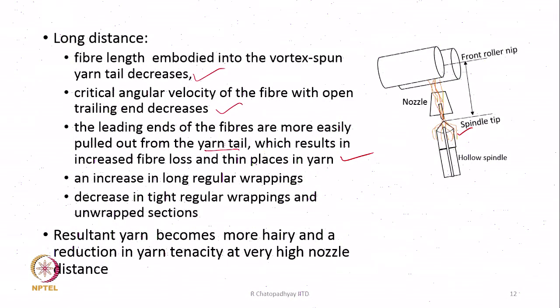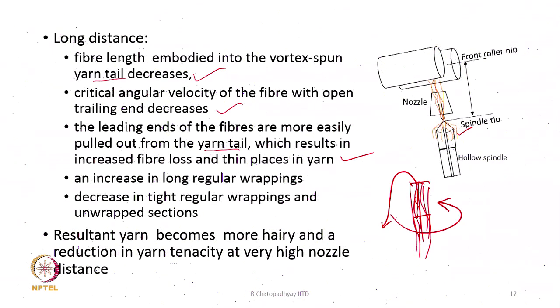So, if the distance is more, then the fiber length that is embodied in the vortex spun yarn tail is going to decrease. Every fiber forming wrappers, if these are the fibers in the core and I have wrappers, part of every wrapper fiber is inside and the rest is hanging, and they are then swirling around the spindle, or you can say the main bundle of fibers. So, the fiber length embodied into the vortex spun yarn tail decreases. This length from here to there, the fiber tail, is going to decrease if I increase the gap between the front roller nip and spindle tip, and therefore a longer length is going to hang.